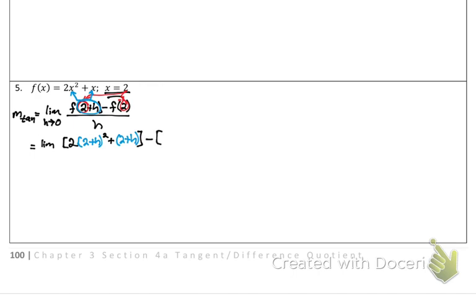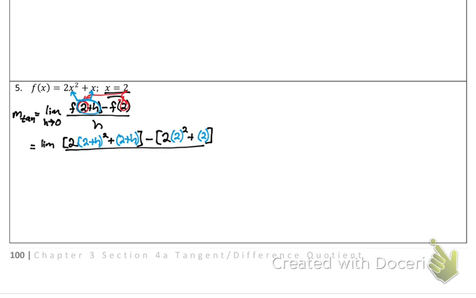Now I have to do f of 2. That means I put the 2 in for both those x's. So I'll have 2, put the 2 in place of that x. I have 2 times 2 squared, and we have plus another x, but instead of x, we're going to have a 2.